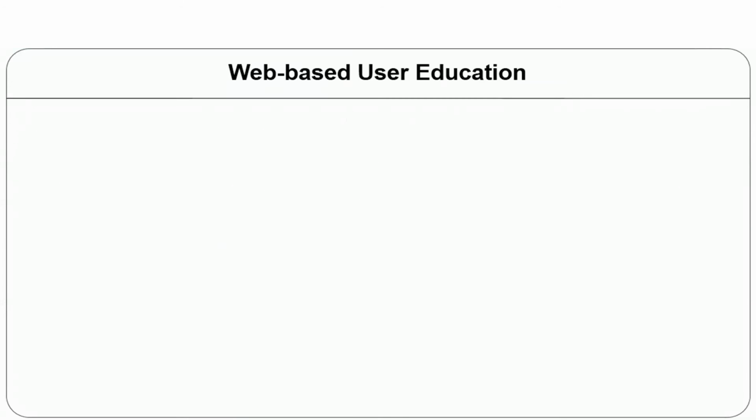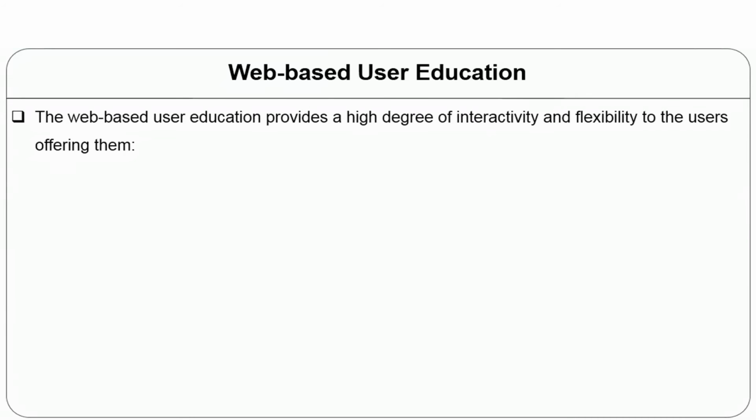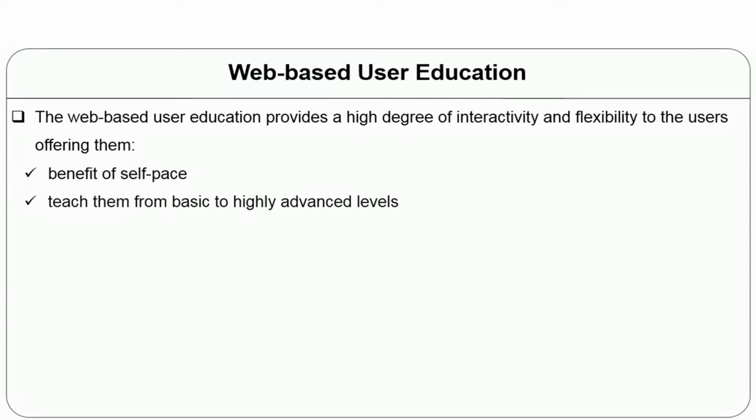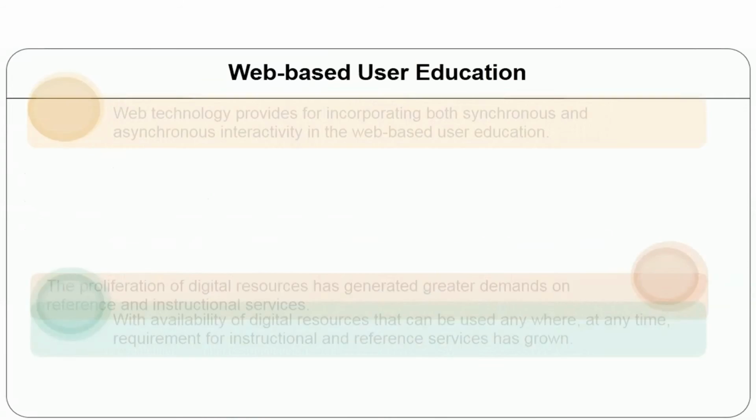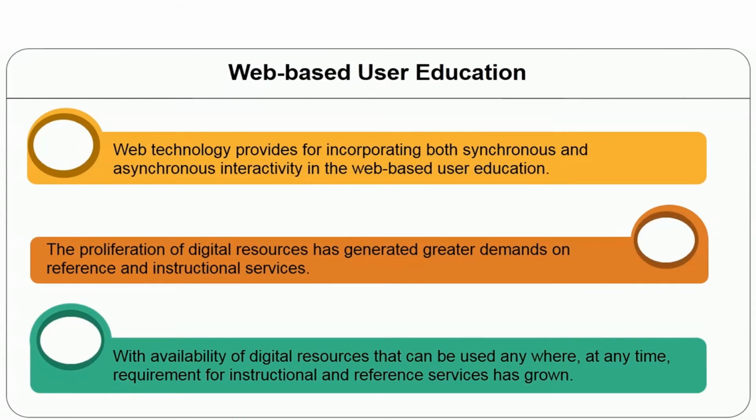Now we have seen three services. The fourth one is web-based education, user education. It provides a high degree of interactivity and flexibility to the user, offering them the benefit of self-pace, teaching them from basic to highly advanced level, designed in a wide range of formats to accommodate diverse learning styles. Web technology provides for incorporating both synchronous and asynchronous interactivity. So a recorded one is asynchronous, the other one is synchronous.